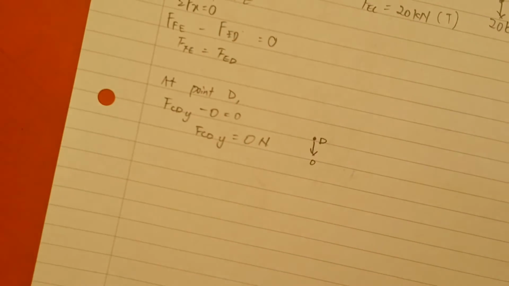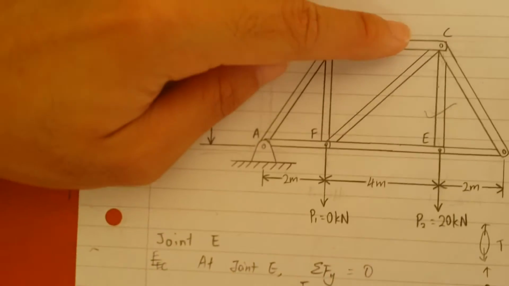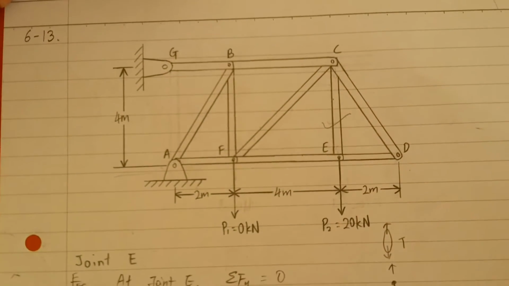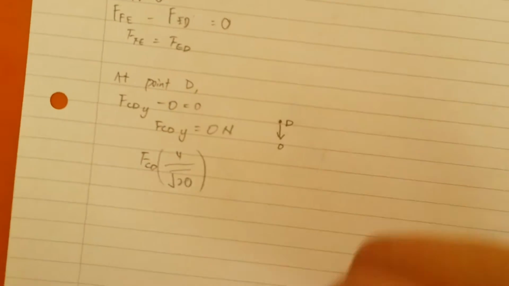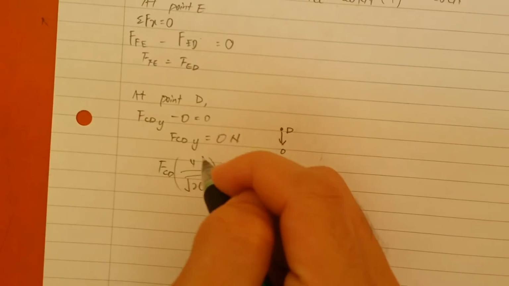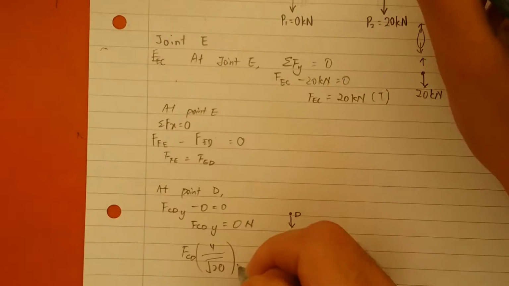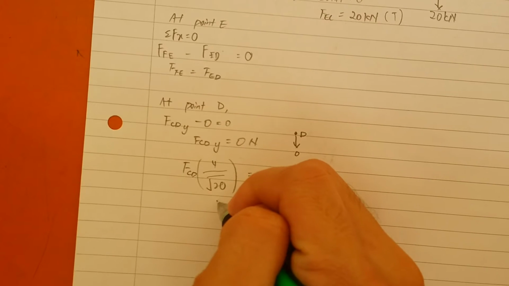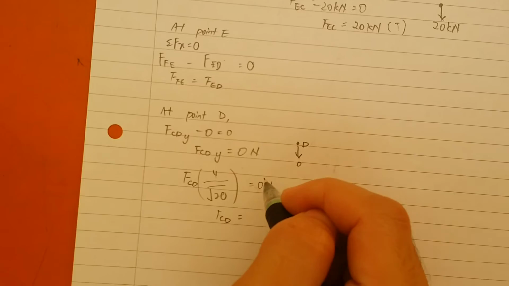So what is FCD? FCDy is FCD times 4 over the length of CD, and the length of CD is square root 20. So FCD times 4 over square root 20 is equal to 0 kilonewton. So FCD equals 0 times square root 20 over 4.